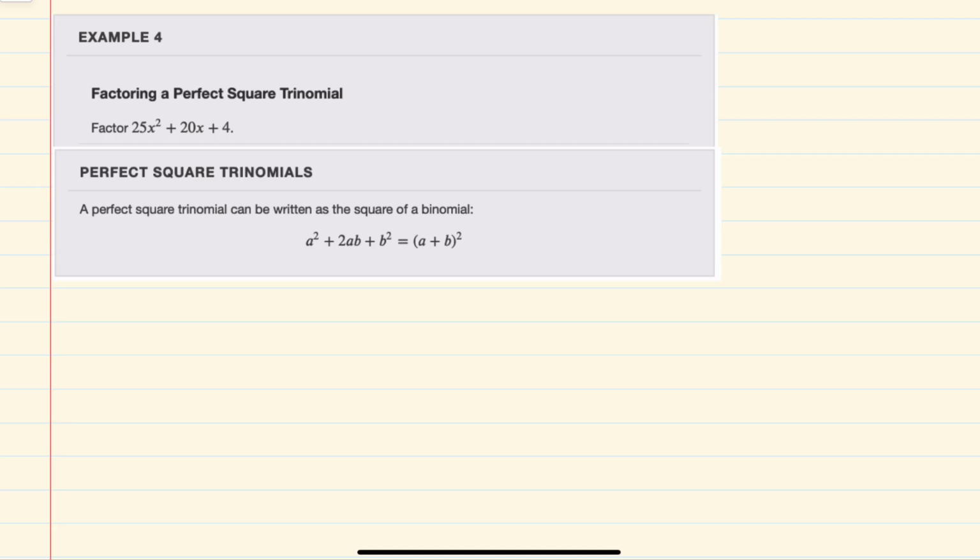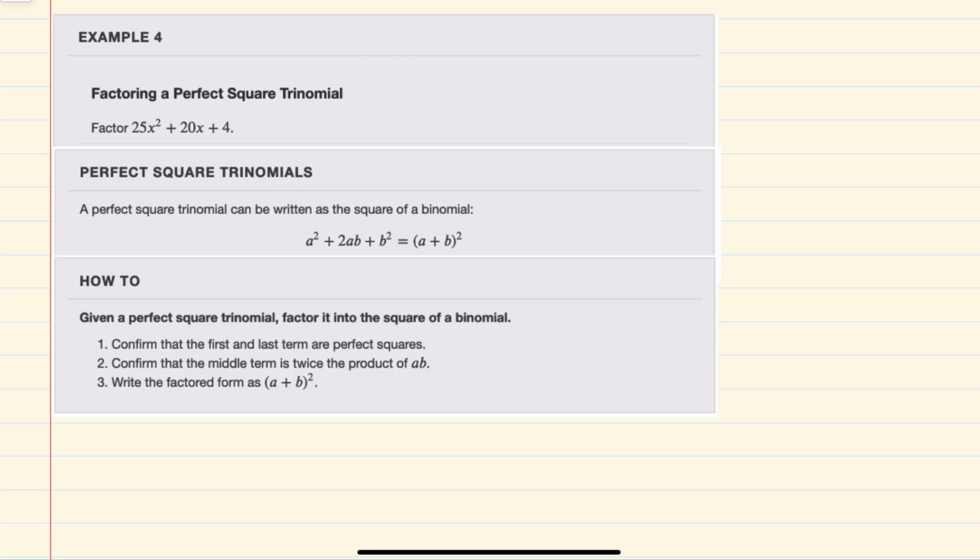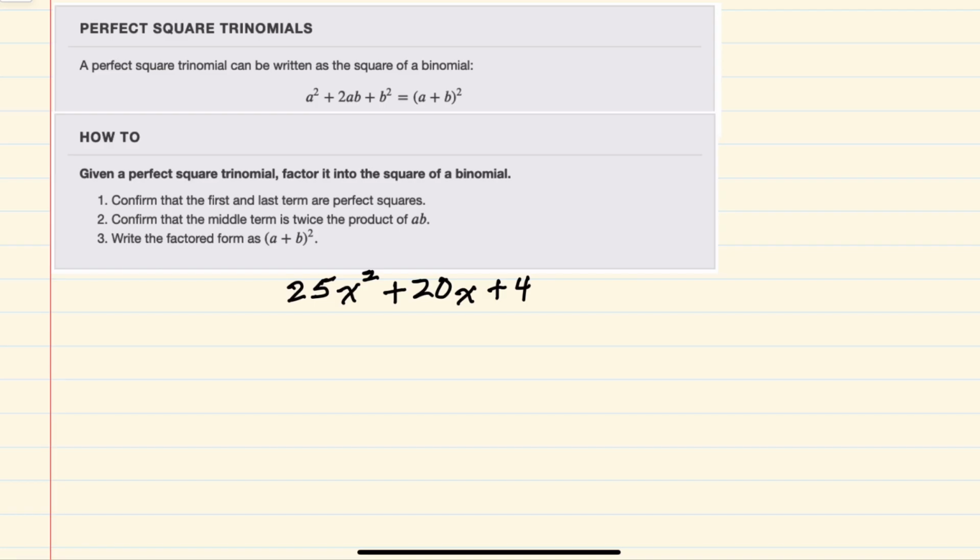in this form, where we have a squared plus 2ab plus b squared being equal to the quantity a plus b squared. And we're also given these how-to steps that I'll use for this example. I'll start by rewriting the example that we were told to factor, and then following the how-to steps. Step 1, we were told to confirm that the first and last terms are perfect squares.